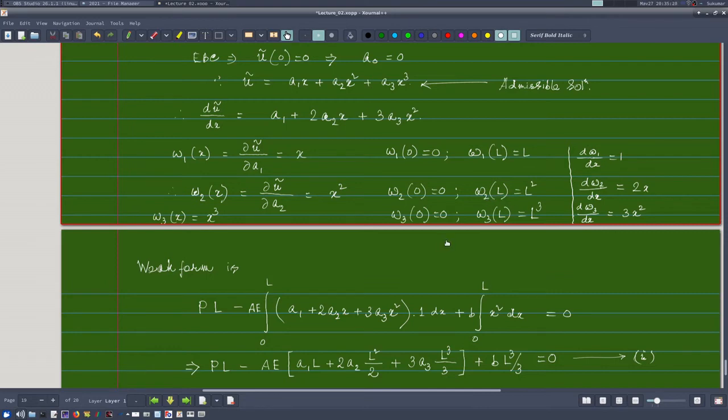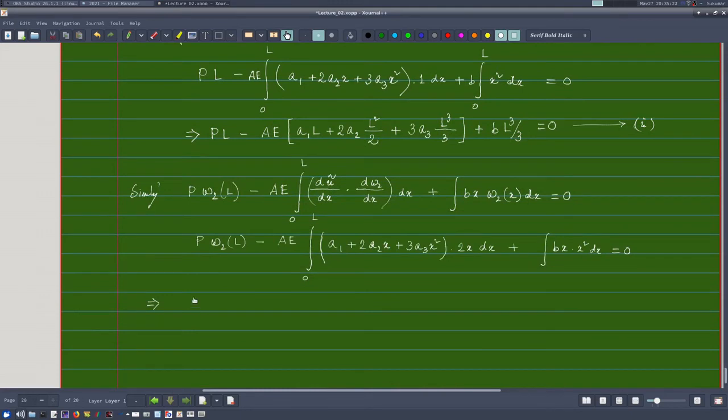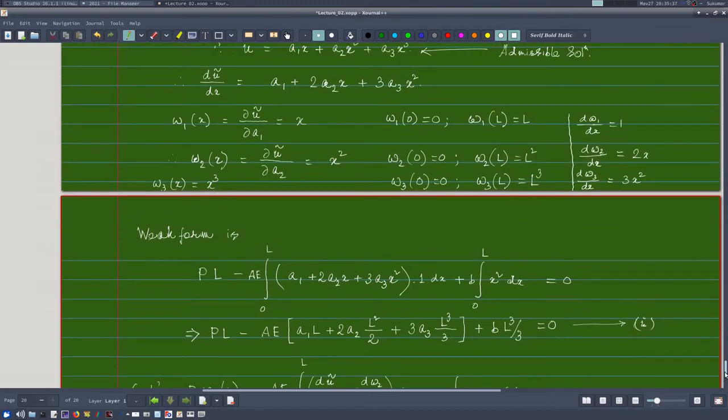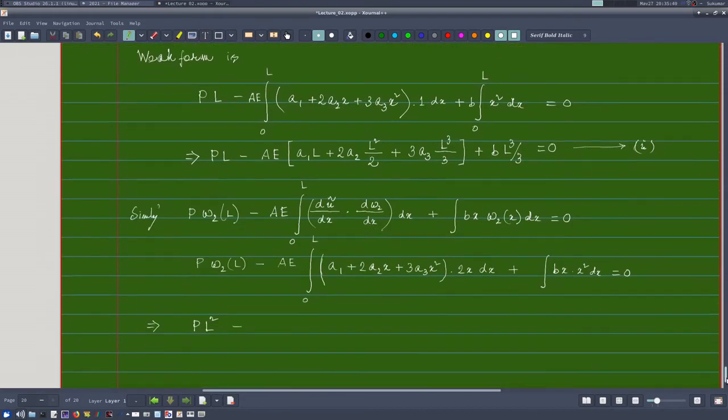And w2 at L is L square, so I can write P into L square minus AE into dw2 dx. dw2 dx was twice x, so this is twice x dx, and w2(x) is x square, so this is the value x square.